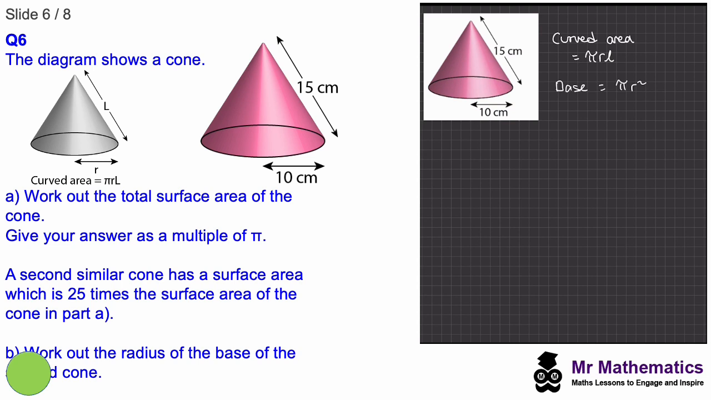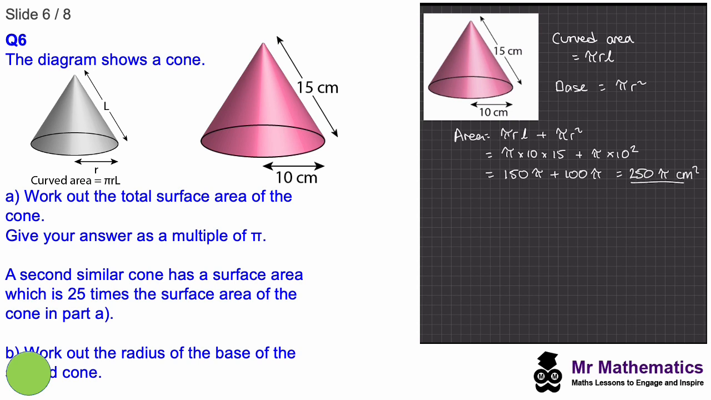So to work out the total surface area, we're going to add together pi RL, the curved area, plus the base, pi r squared. So we have pi times the radius, which is 10, times the length of the slanted height, which is 15, plus pi times the radius of the base, 10, which we'll square. Then this becomes 150 pi plus 100 pi, which gives us a total area of 250 pi centimeters squared.